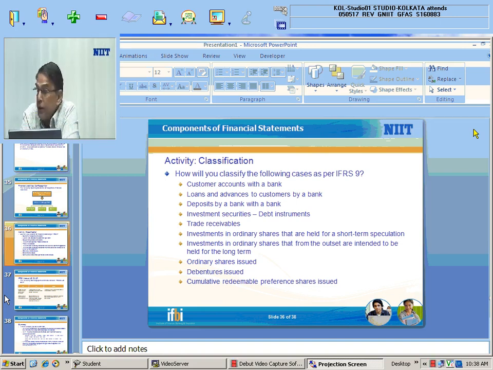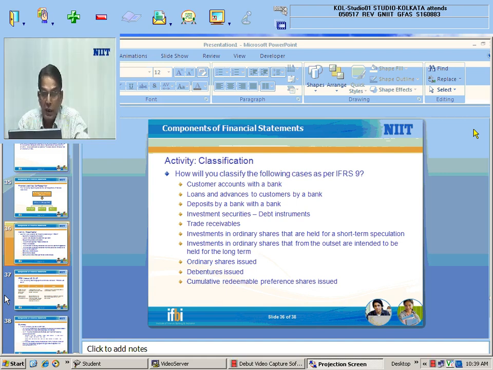Next is ordinary shares issued. Ordinary shares issued are equity instruments. This will be considered as equity instruments. Debentures issued. Financial liability at amortized cost. Very good. Thank you, Shivam.